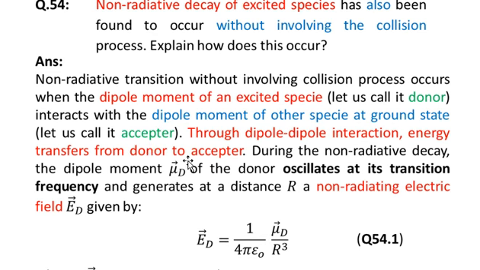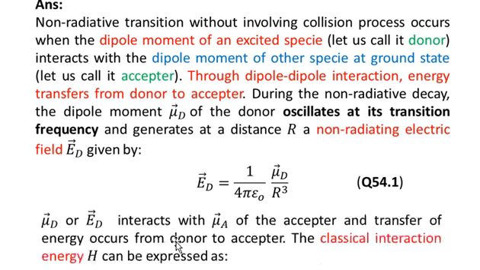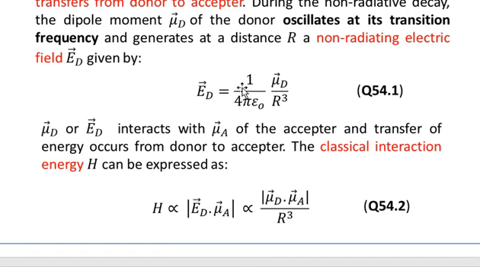During the non-radiative decay, the dipole moment μd of the donor oscillates at its transition frequency and generates, at a distance r, a non-radiating electric field Ed given by Ed = 1/(4π ε0) multiplied by μd/r³. Ed interacts with μa of the acceptor, and transfer of energy occurs from donor to acceptor.